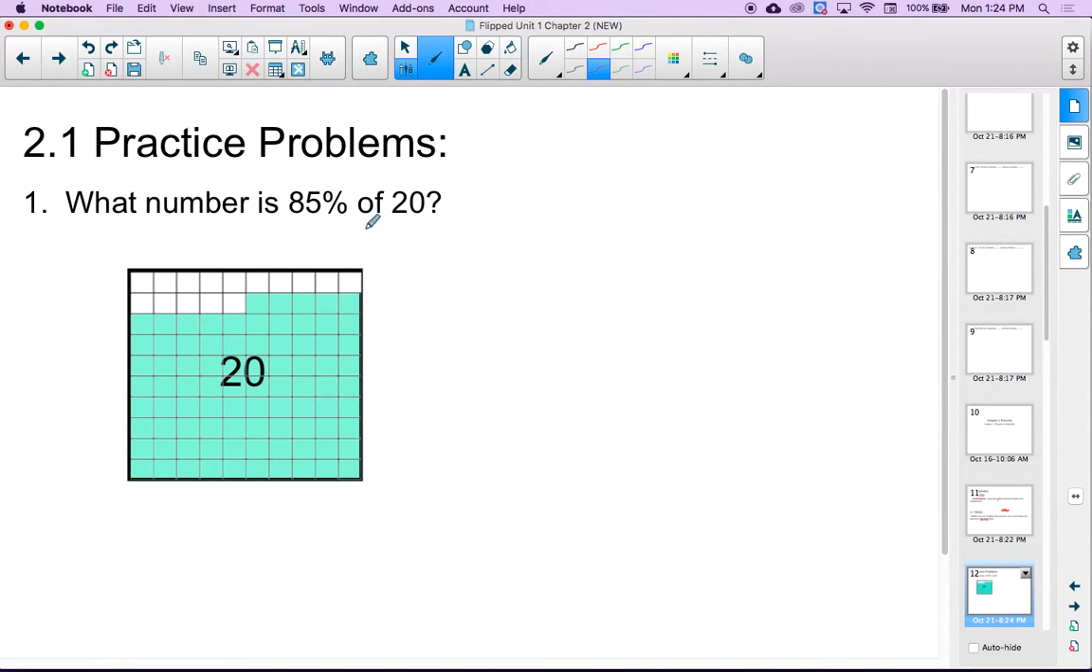So let's see our actual math. So 85%, the first thing I have to do is use D2P to change the percent into a decimal. So I move my decimal from the very end 2 places to the left, and then I get rid of my percent sign. So my problem is 0.85 or 85 hundredths of, which means times, 20. So we're going to set this problem up vertically.